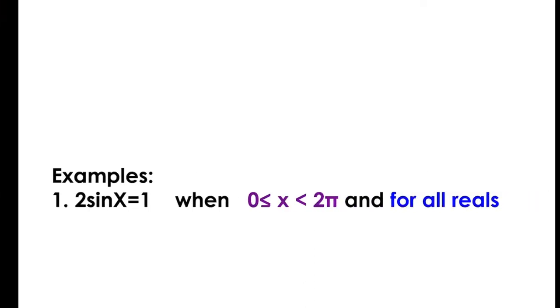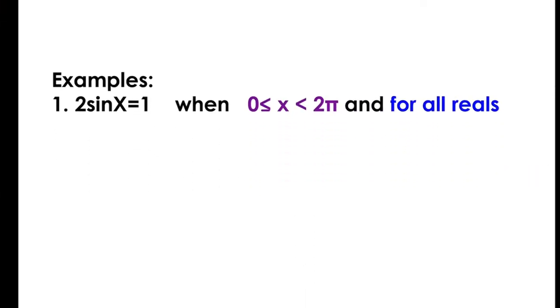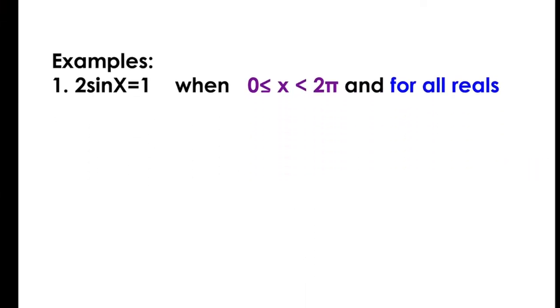So hopefully you filled that in. Let's do our first example. So we're going to do it both, once in purple, once in blue, for the two different types of questions that you could be asked. The main thing, step 1, is to isolate the trig function. So we want to get sine of x by itself. We'll divide by that 2 in front.